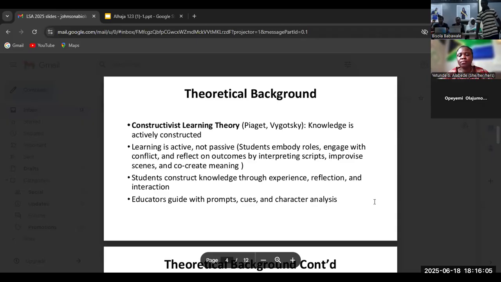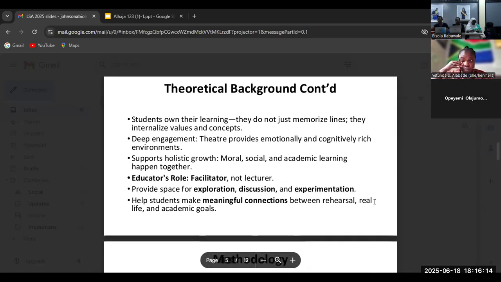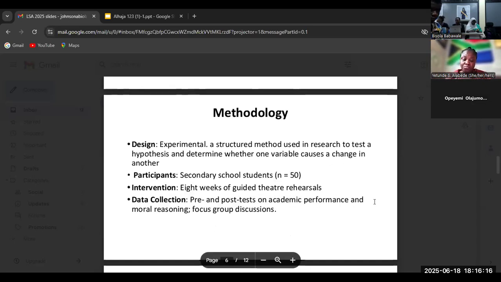Now, what methodology did I deploy? Experimental: a structured method used in research to test a hypothesis and determine whether one variable causes change in another. How many students did I carry out this experiment with? The students were 15. The intervention was 8 weeks of guided theater rehearsals. And how did I collect my data after that? Pre and post tests on academic performance and moral reasoning, and I also used focus group discussions.